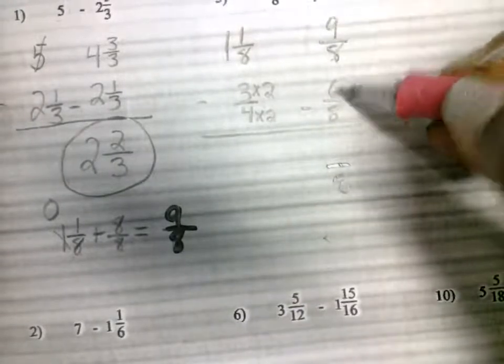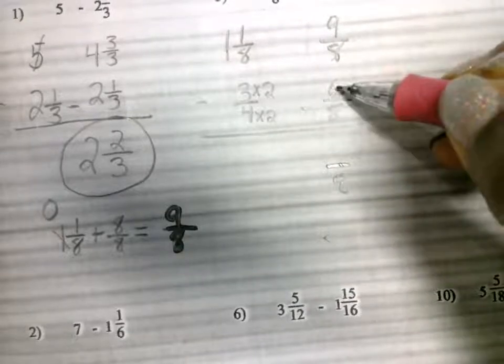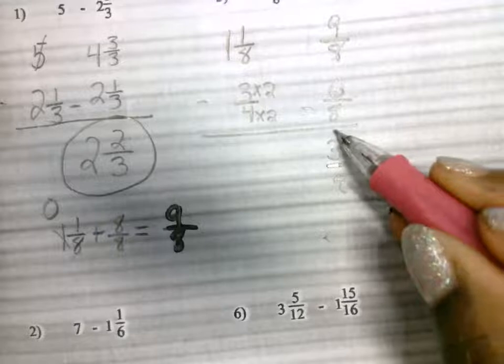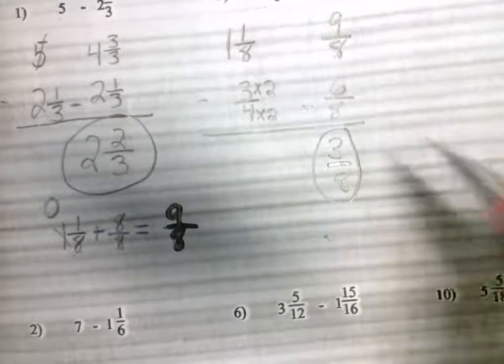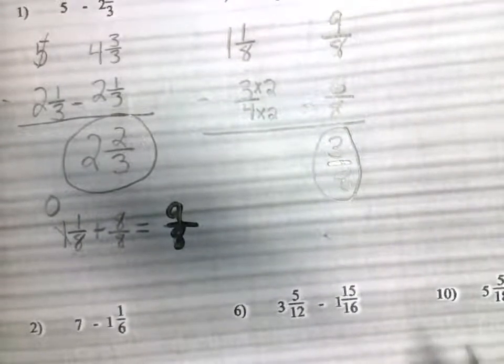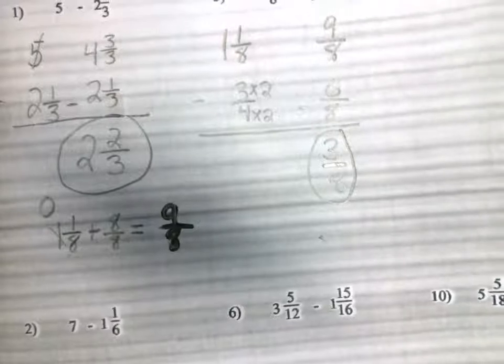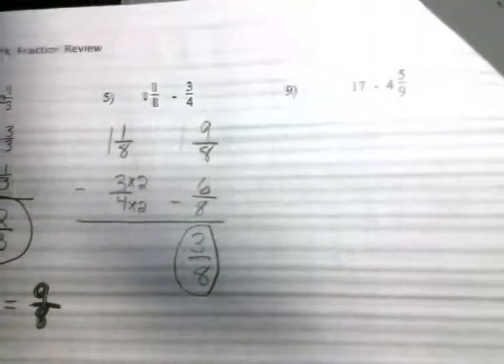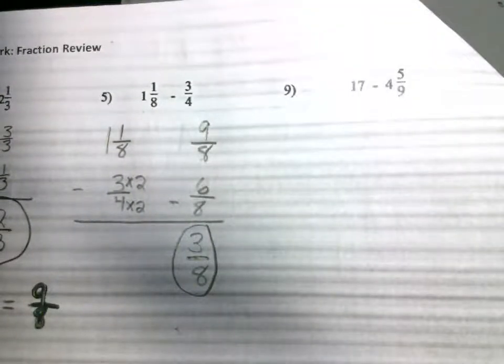Now I can subtract my numerators. 9 minus 6 is 3. Make sure that my fraction is reduced, and it is reduced. Okay, I'm going to do the same thing again with the next problem. Remember, you can pause, you can rewind, you can watch it again. That's the beauty of a video, okay?